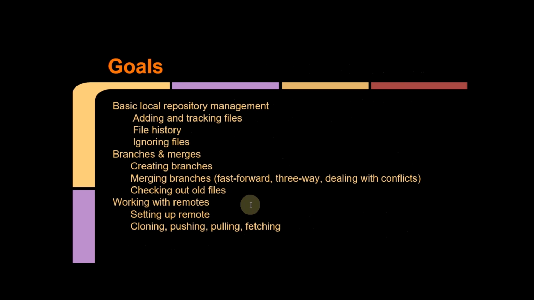So we're going to break up actually using Git into 3 big parts. The first will focus on basic local repository management, so adding and tracking files, how to look at how the file has changed, and how to ignore files that we don't want to track. Then we'll look at how to use branches and how to merge them back together, both creating and merging branches, and we'll talk about 2 different types of merges and what happens when there are conflicts, and how to check out our old versions of files. And only then will we get into using remote repositories. How to set up a remote repository, how to clone from a remote repository, and how to push or pull from a remote repository.